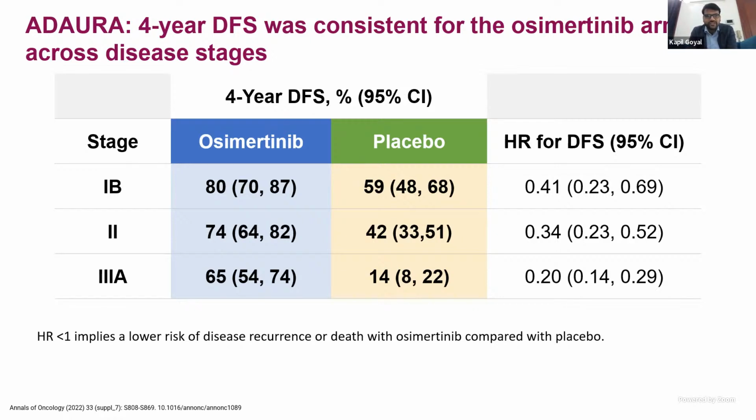Looking at this data, it is clearly seen that the maximum benefit was reached in stage 3A patients rather than stage 1B patients. So the maximum benefit of osimertinib was in the higher stage patients.